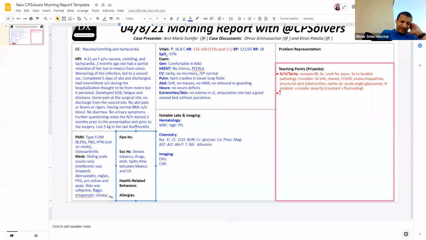So at this point, CBC and CMP are obviously in the cards for this patient. I'd also want to get an EKG and echocardiogram just to see if she has anything on her heart valves and if she has any sort of electrical abnormalities as a result of it. A chest X-ray would probably be in the cards as well, given the fact that she has faint crackles in her lower lung fields, and I presume these were wet crackles, not the fine, dry ones that you would get from ILD. And also a UA as well.